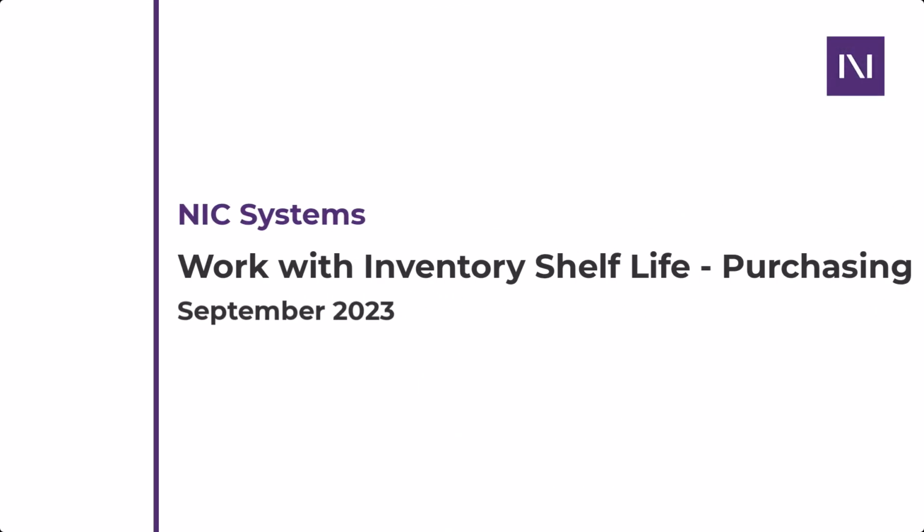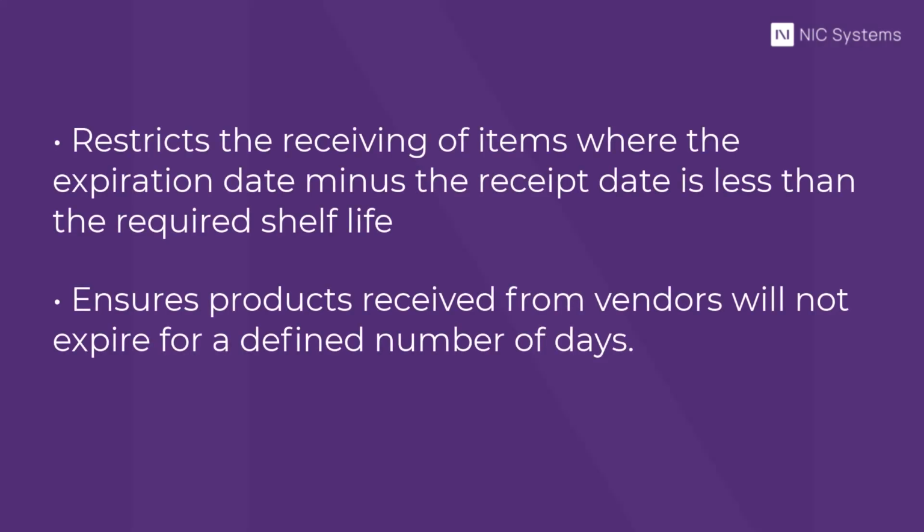Inventory shelf life has two core functionalities, sales and purchasing. In this video, we'll be going over its applications for purchasing. The Inventory Shelf Life app restricts the receiving of items for which the expiration date minus the receipt date is less than the required shelf life. This ensures that inbound products being received from vendors will not expire for a defined number of days.